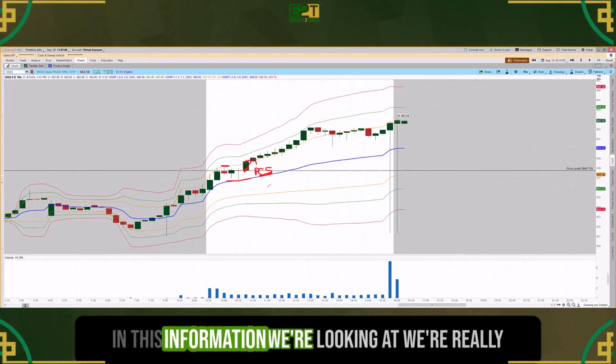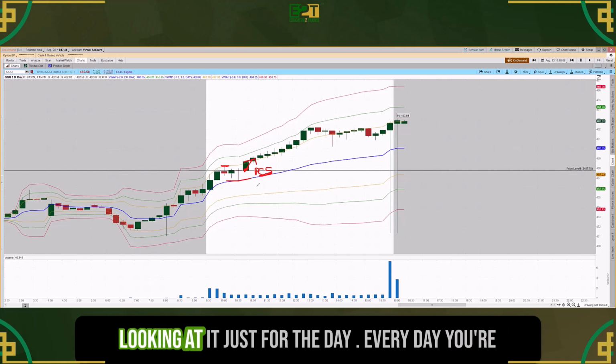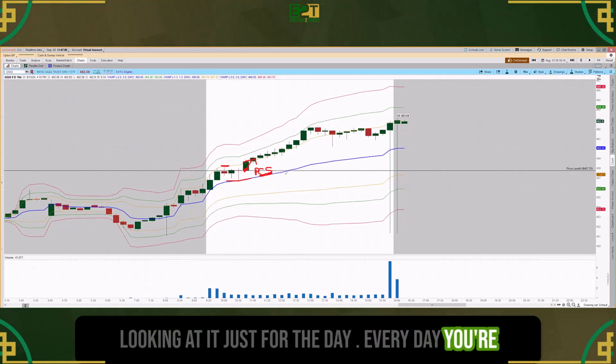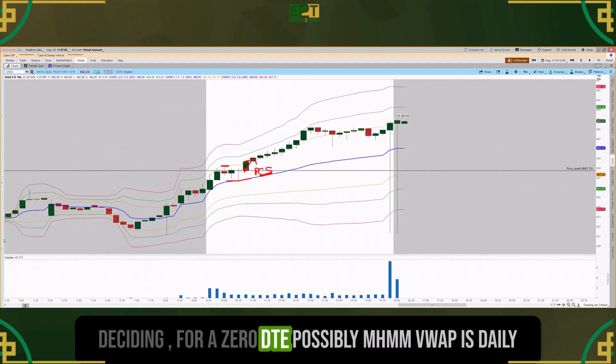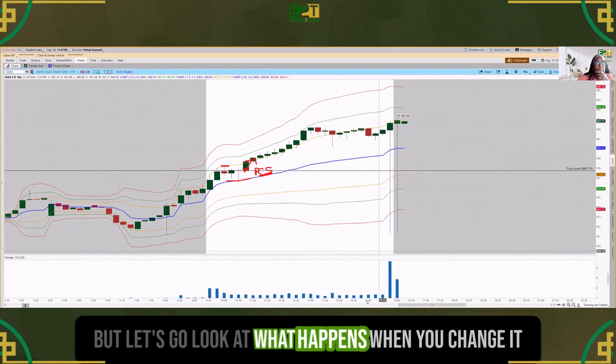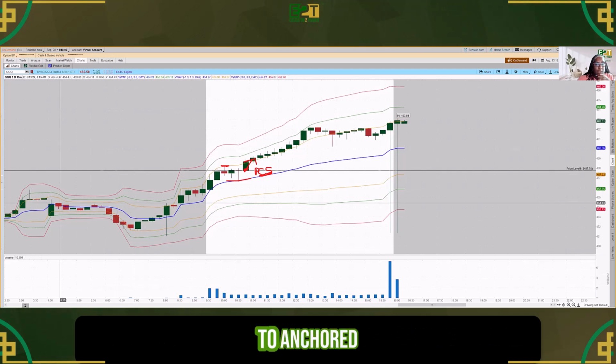In this information we're really looking at it just for the day. Every day you're deciding for a 0 DTE, possibly. VWAP is daily, but let's go look at what happens when you change it to anchored.